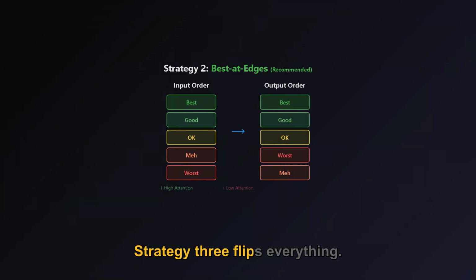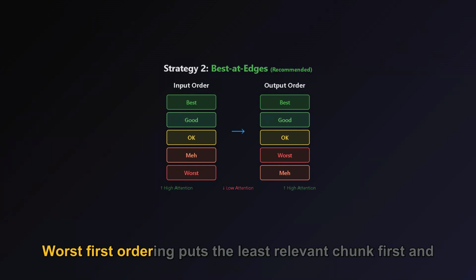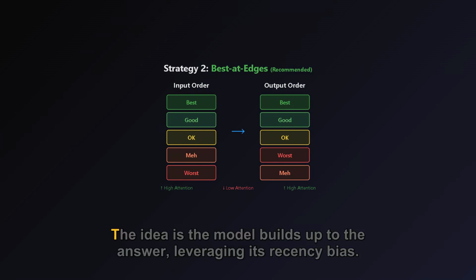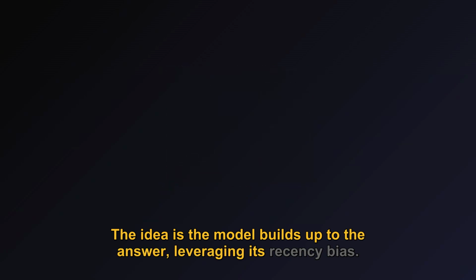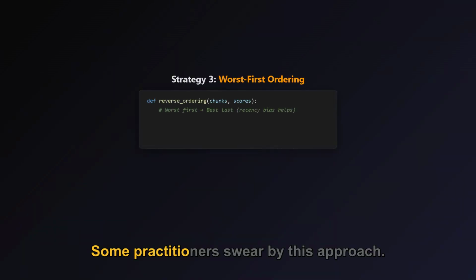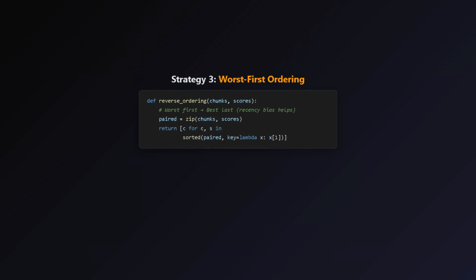Strategy 3 flips everything. Worst first ordering puts the least relevant chunk first and the best chunk last. The idea is the model builds up to the answer, leveraging its recency bias. Some practitioners swear by this approach.